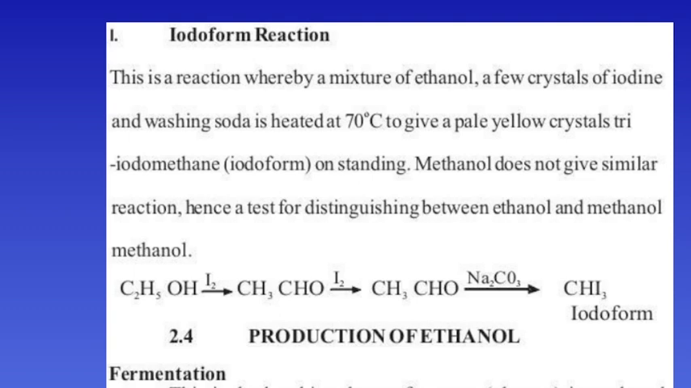But then not all alkanols have the ability to do this reaction. The only alkanol that has the ability to perform this reaction is ethanol. So note that ethanol is the only alkanol in this group that undergoes the iodoform reaction. So where you heat iodine with washing soda and ethanol, mixing it together and heating it to a temperature of 70 degrees Celsius to give a yellow crystal of triiodomethane. Triiodomethane has a characteristic antiseptic smell.